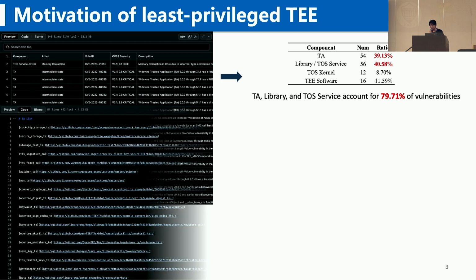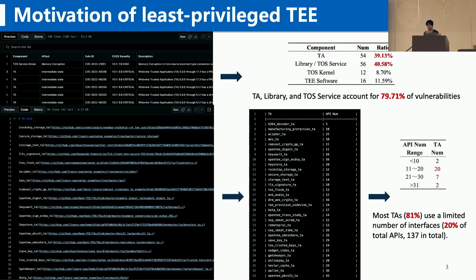Next, we look at all the publicly available TAs on GitHub. We extract their functions and count how many TOS service APIs they actually use. It turns out that most TAs only need a small subset of the available interfaces.